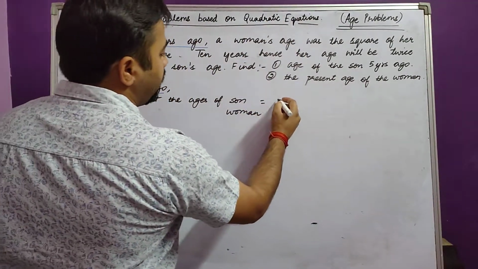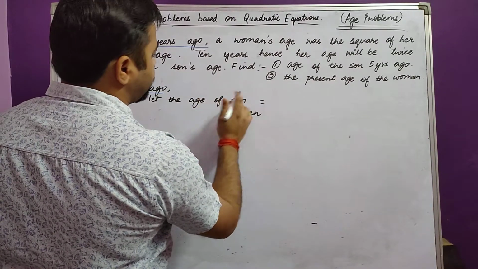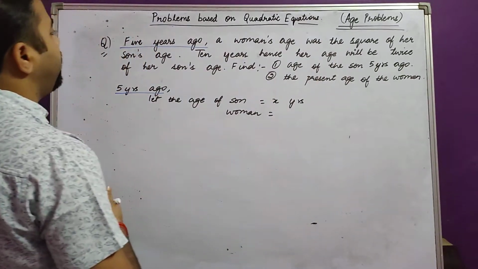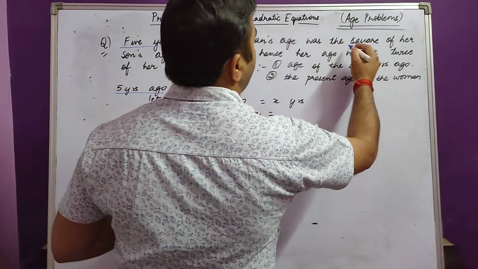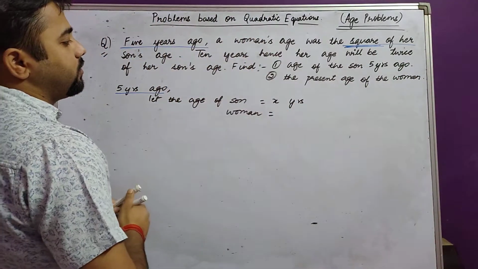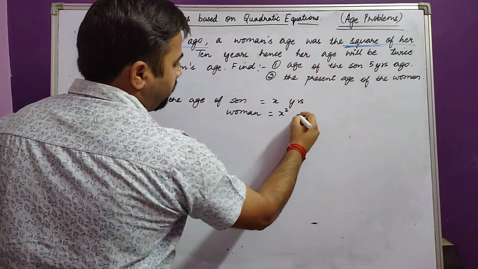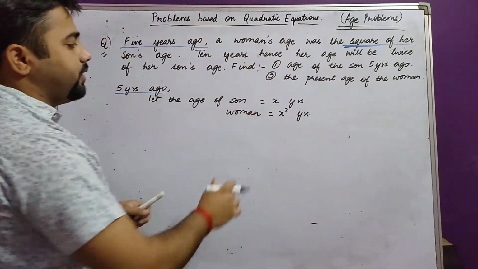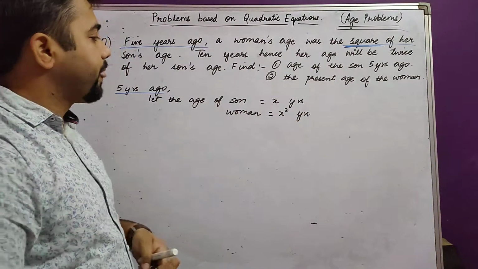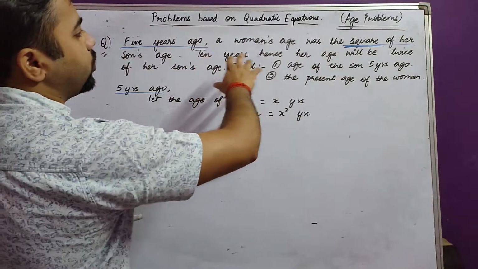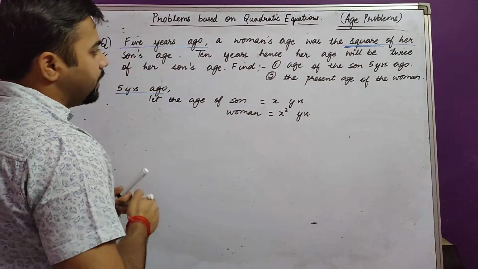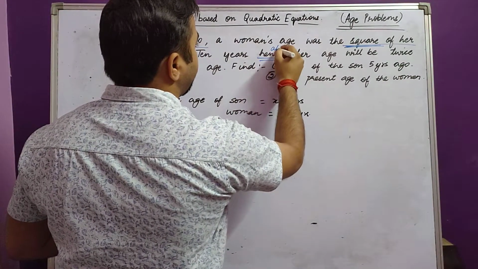Let the age of son be x years, and the woman's age will be the square of the son's age, x, that means it becomes x square. Square of a son's age was x, and therefore the woman's age was x square years. Okay, now the question says 10 years hence. Hence means after.